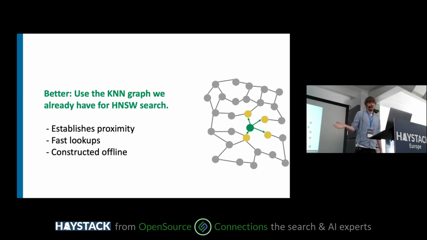It's super fast lookups. Just by your document identifier, you're able to see that these other 6 documents or 100 documents, however you set it, are similar or related to this. And it's constructed completely offline. So you're not really incurring any costs at query time. You already have this data structure ready to go.